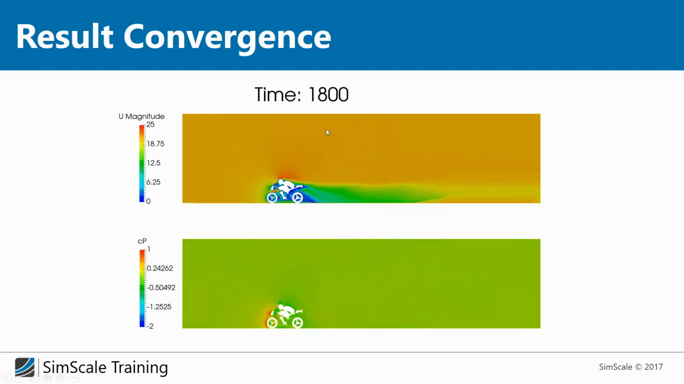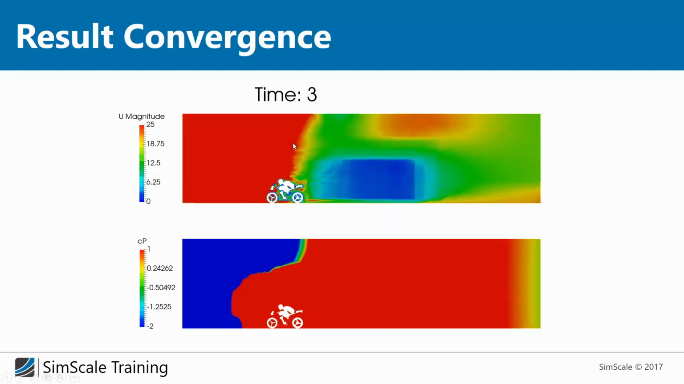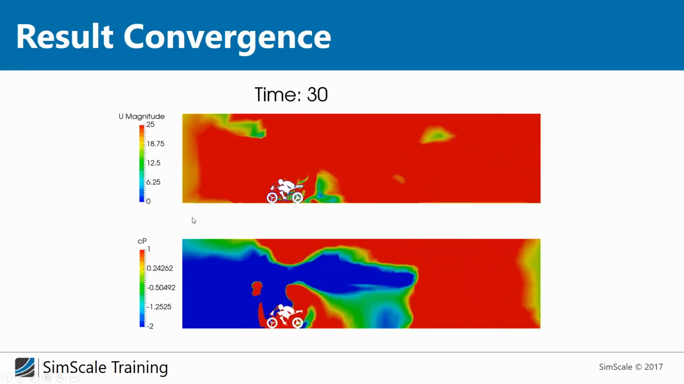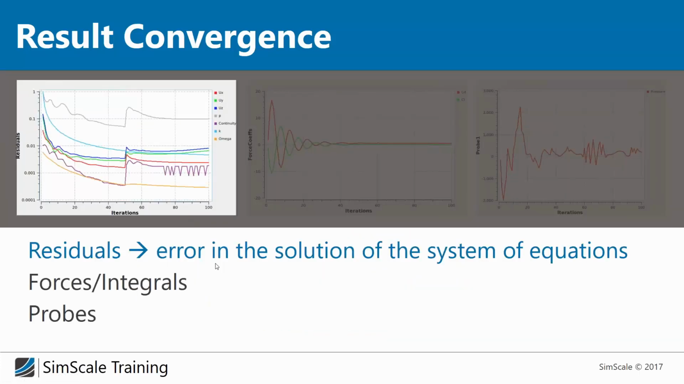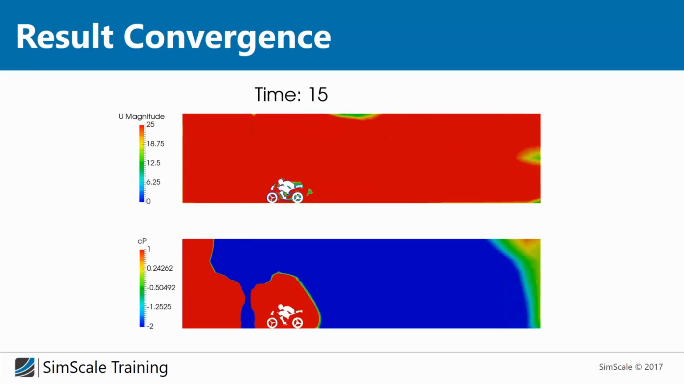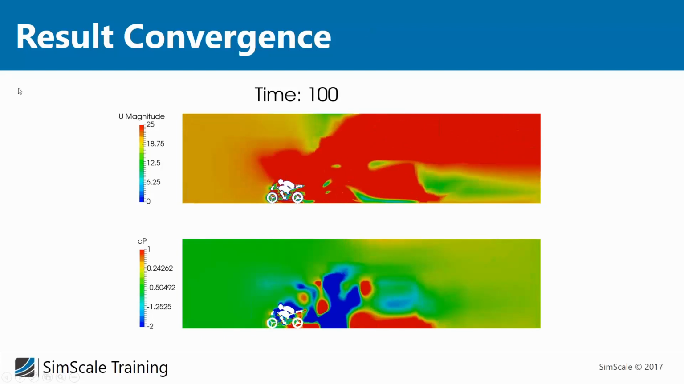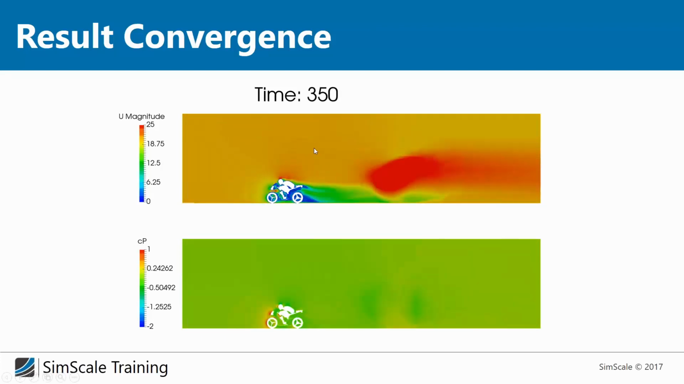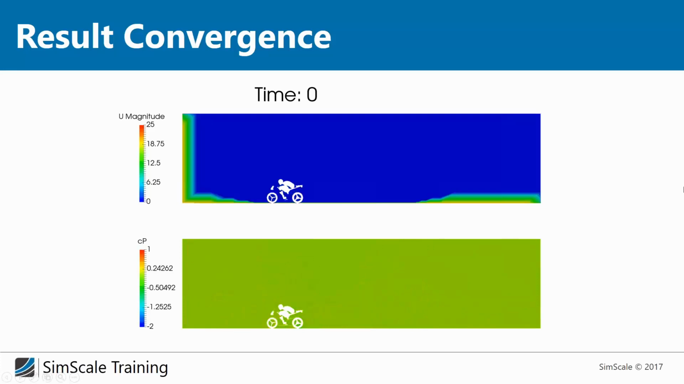Right now on the slide, you can see a simulation case of external aerodynamics of a motorbike. What I did is that I wrote out the simulation results for every iteration of the simulation, and this animation clearly shows how the result is developing. At the beginning, the result is quite unphysical, and with time it becomes more and more accurate. And that's the very first important lesson.